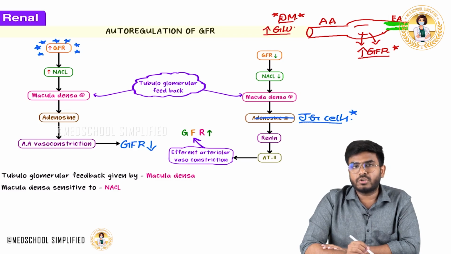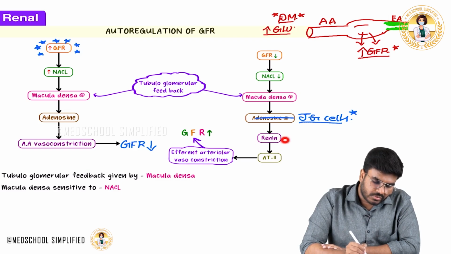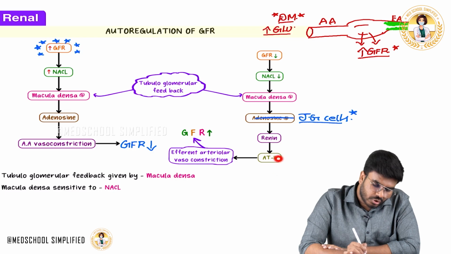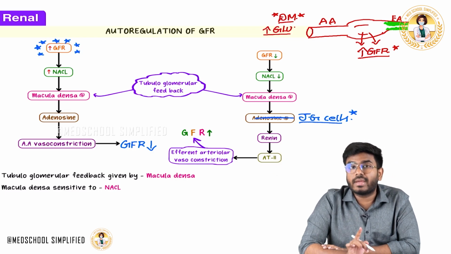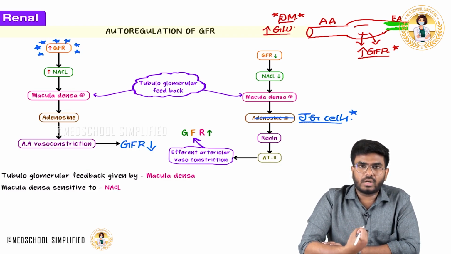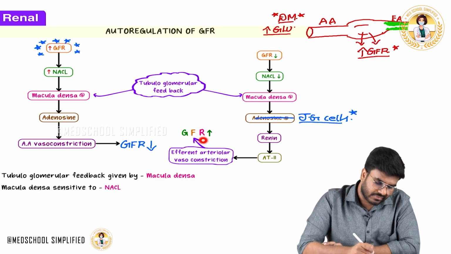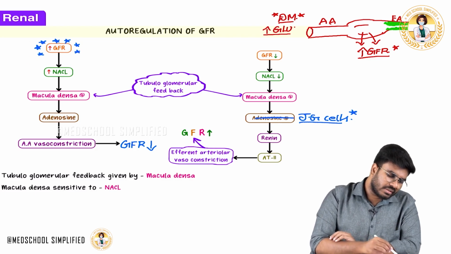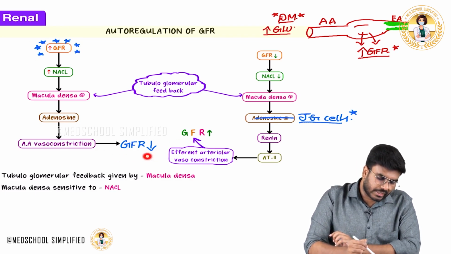What will renin do? It converts angiotensinogen into angiotensin 1. Angiotensin 1 will be converted into angiotensin 2. So renin is ultimately going to produce angiotensin 2. Now what will this angiotensin 2 do? Angiotensin 2 is going to act on the efferent arterioles and cause constriction of the efferent arteriole. What happens to the GFR? GFR is increased because of efferent arteriolar vasoconstriction. So whenever GFR increases, it will try to come down.